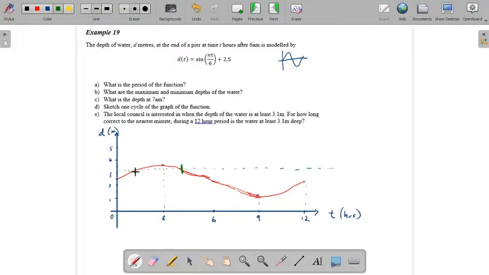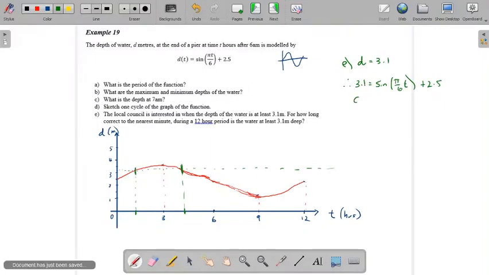Okay, so what we need to do then is we need to find out that time, and then work out what that period of time is. So we're going to let our D value be 3.1. That means that we need to solve the equation 3.1 equals sine pi over 6t plus 2.5. Remember, a trig equation, we need to get this part by itself, so we're going to subtract 2.5. So 3.1 minus 2.5, that's 0.6 equals sine pi over 6t.